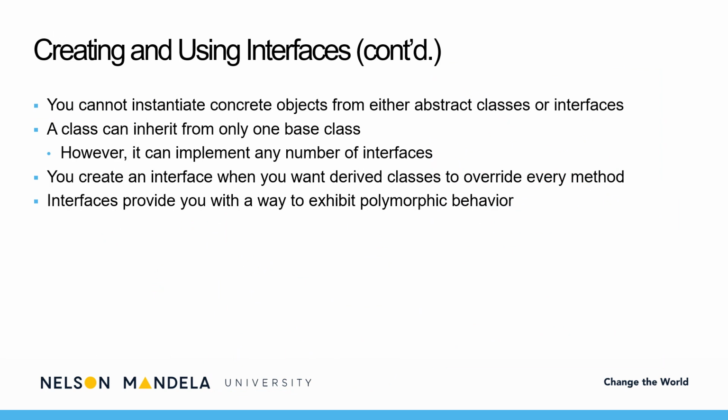So if you're now using interfaces, interfaces and abstract classes are common in the sense that you cannot instantiate them. You cannot create concrete instances of interfaces. A class can inherit from only one base class, but it can also inherit from other interfaces. So you can create an interface when you want derived classes to make use of the methods and make use of polymorphism, which is making use of the method but in different types.